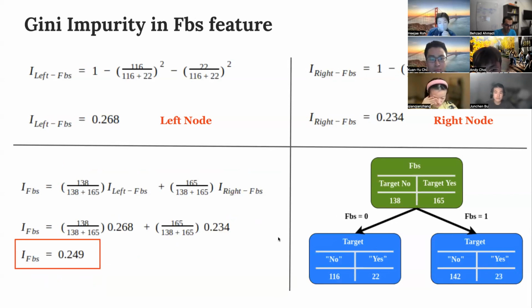If you do all of this, assuming that you get the distribution here and here, you get 0.249, which is better because it's lower compared to splitting by sex. And it's kind of obvious. You get 116 here, 22 here. You get both kinds of nodes here and also here, so you get a good balance of impurity on these two nodes.